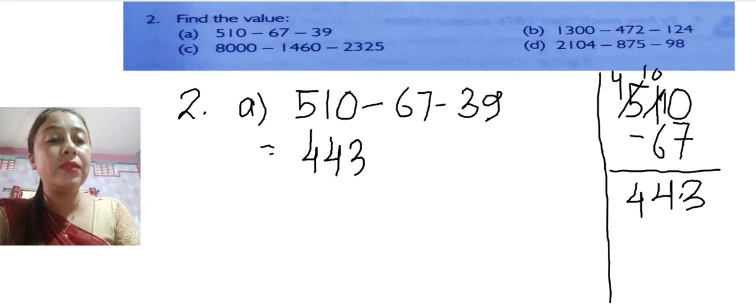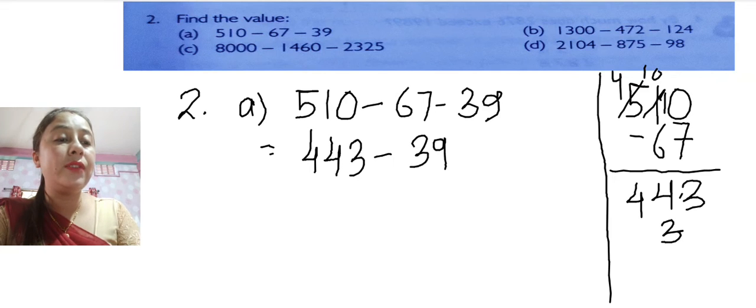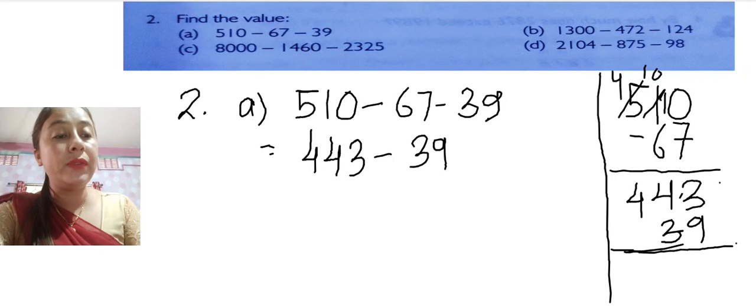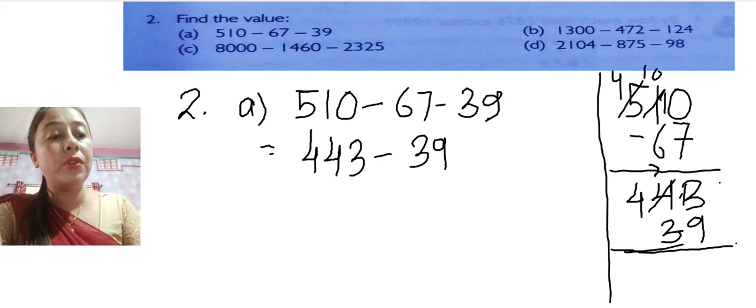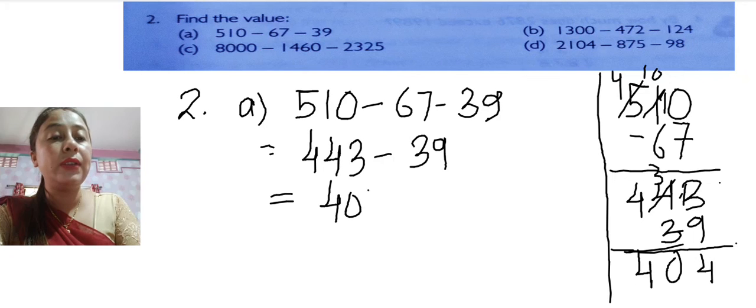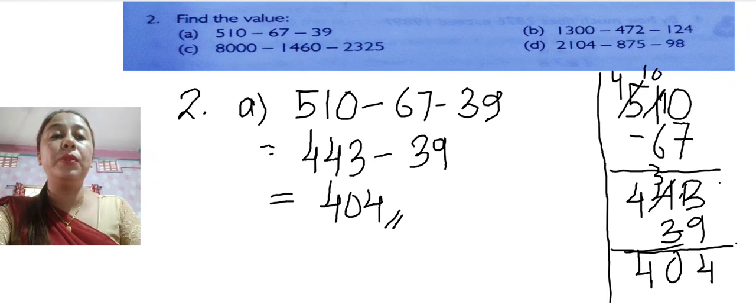443 here. Yes, and again we have to subtract 39 from 443. So let us subtract 39 from 443. So we can't subtract 9 from 3 because 3 is smaller than 9. So we will make it 13, and this 4 will borrow 1, so it will become 3. So 13 minus 9 is 9, 10, 11, 12, 13. That is 4. Yes, 4. 3 minus 3 is 0 and 4 minus 0 is 4. So our answer of 2A is 404. Okay, hope you all have understood.